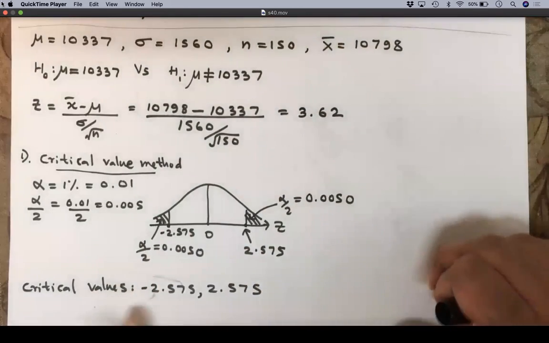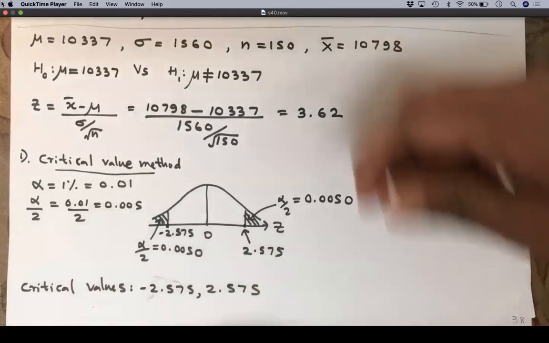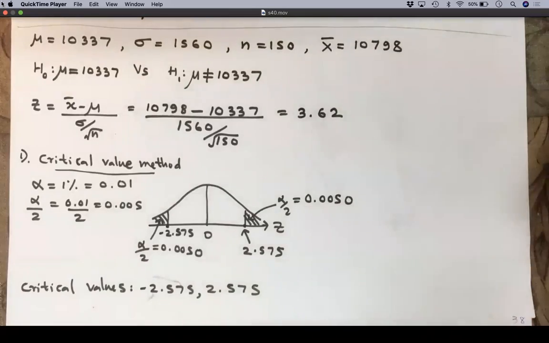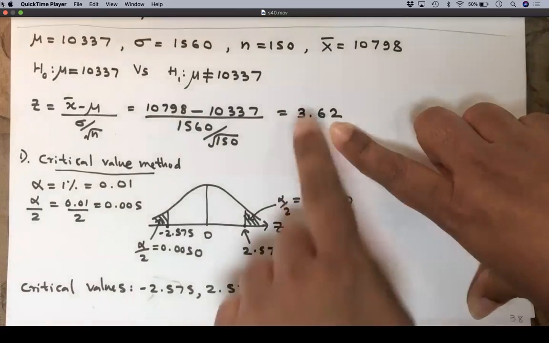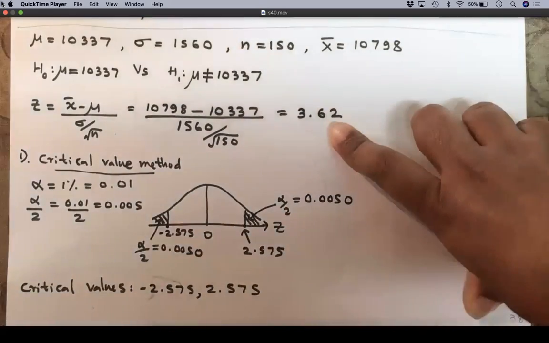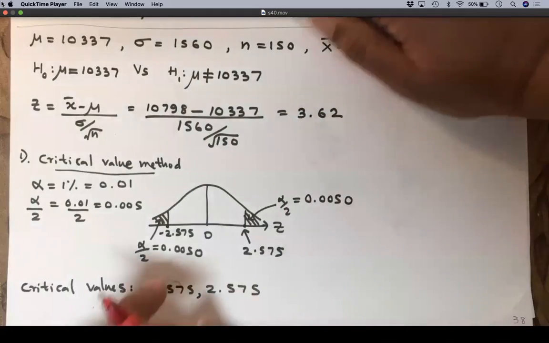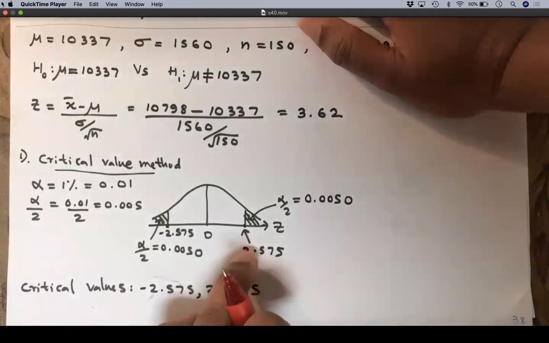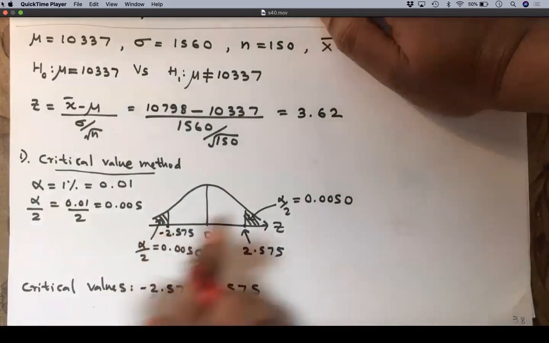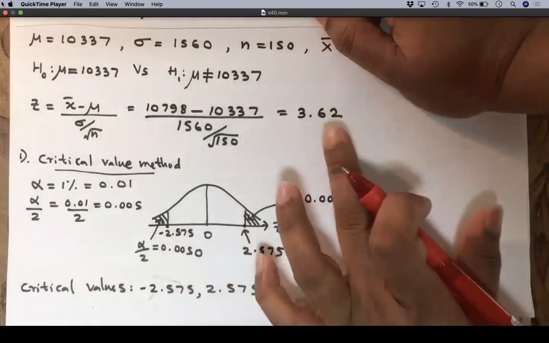Okay, now we have critical values. Now what you have to do is check your test statistic against your critical values. Our test statistic is 3.62. Now, what are the critical values? 2.575 and negative 2.575. But here we don't need to check the negative side. Why? Because we have a positive value.